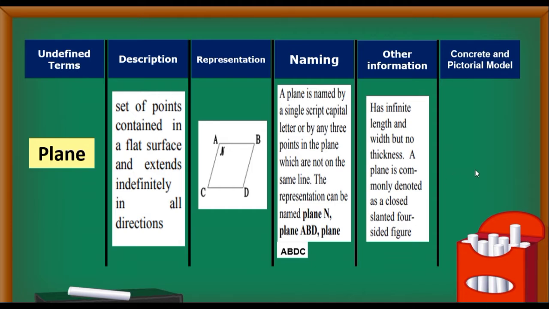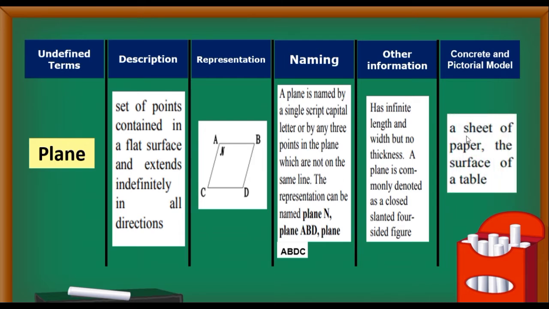So, ano naman po ang concrete and pictorial model na pwede nating makita sa ating mga bahay? So, a sheet of paper. Kung meron tayong mga papel, di ba? Pilas tayo ng isa. So, yung surface po ng ating paper ay nire-represent niya ang plane. The surface of a table. Ayan, yung ibabaw ng table natin, pwede. The surface of our cellphone. O yung screen of our cellphone, pwede rin po yun. So, those are some concrete and pictorial model of our plane.